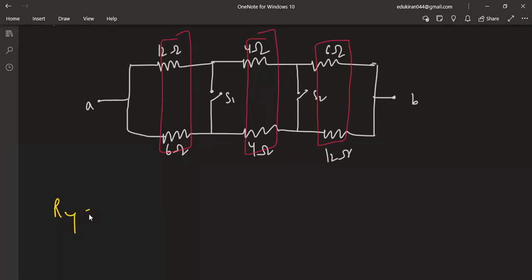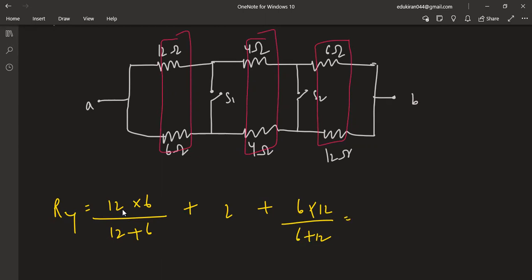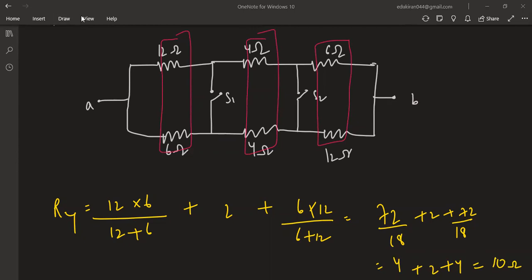See, how will you write the equivalent resistance? This will become 12 into 6 by 12 plus 6, which is 72 by 18, that is 4. Then plus 2, plus this also the same thing, 6 into 12 by 6 plus 12, 72 by 18. This becomes 4 plus 2 plus 4, 10 ohms. That's it. Some more questions, let us practice, 2 to 3 at least.